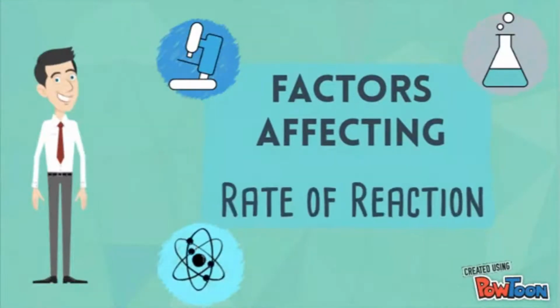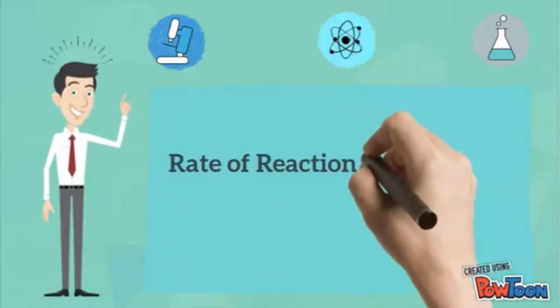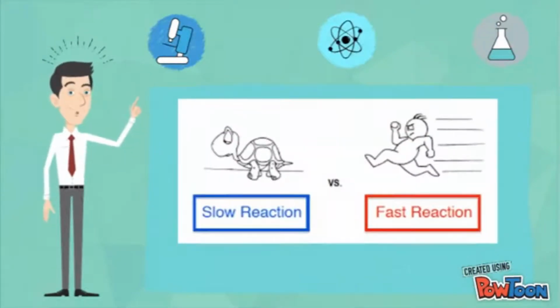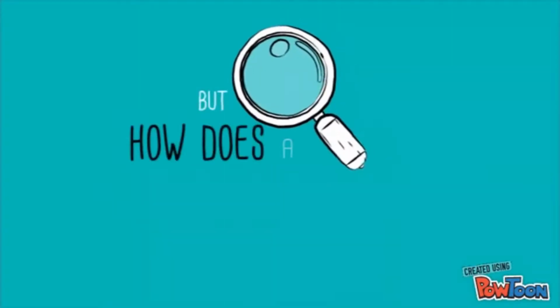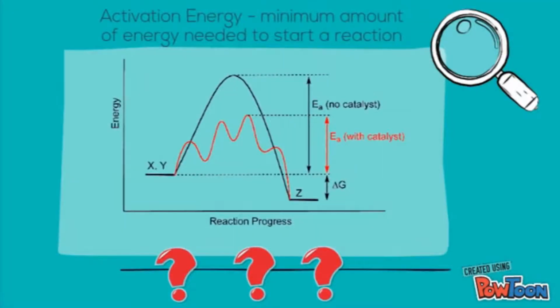Today is factors affecting rate of reaction. Wait, what is rate of reaction? Rate of reaction is the rate at which a chemical reaction proceeds. In simpler terms, the rate of reaction is how fast or how slow a chemical reaction occurs. But how does a chemical reaction occur? Reactions occur when two or more molecules collide with each other and must possess enough activation energy, which is the minimum amount of energy needed to start a reaction.